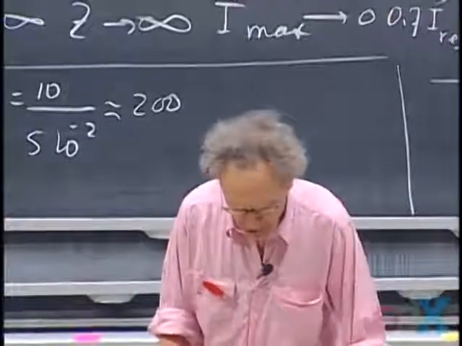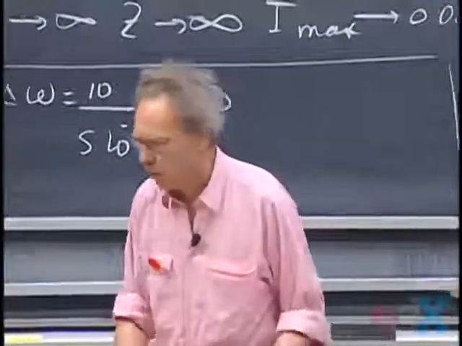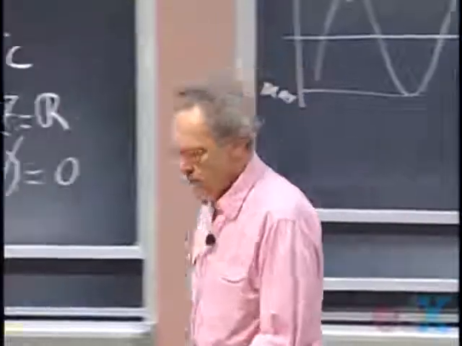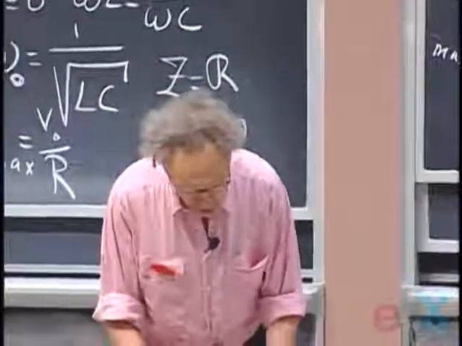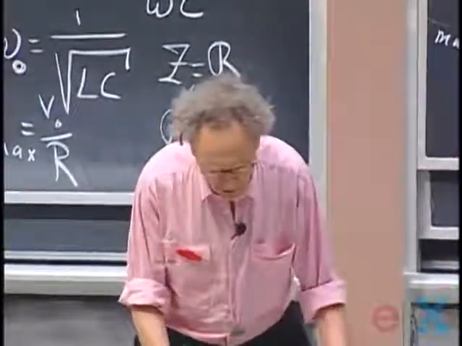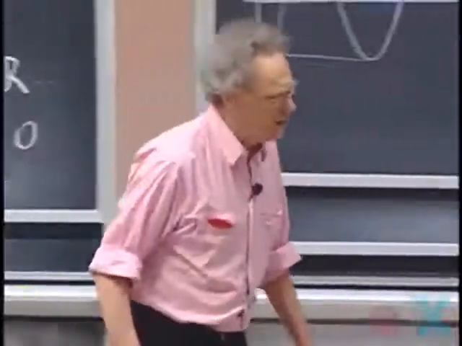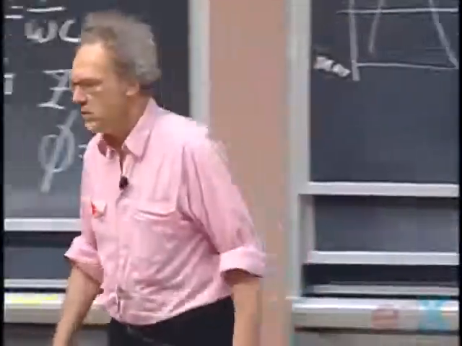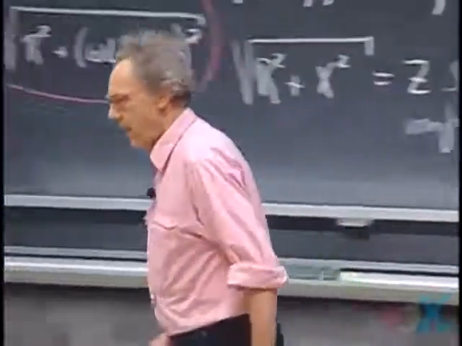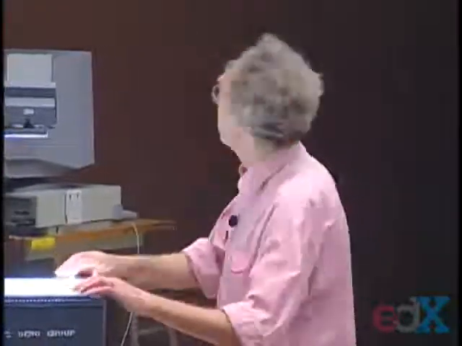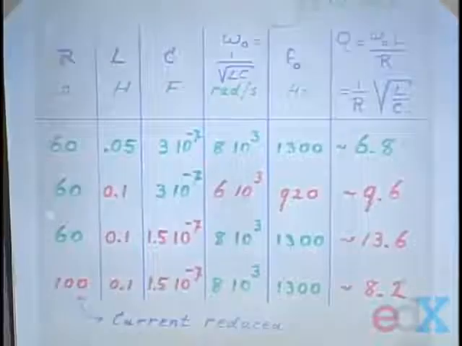So now I would like to demonstrate to you the resonance curves. I'm going to choose particular values of R, L, and C, which I can change. And then I will show you the current as a function of frequency. And these are the values that I have chosen. Again, this is on the web. You can download it, so you don't have to copy it now.